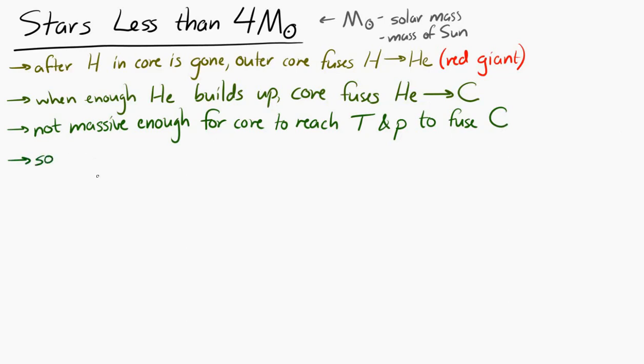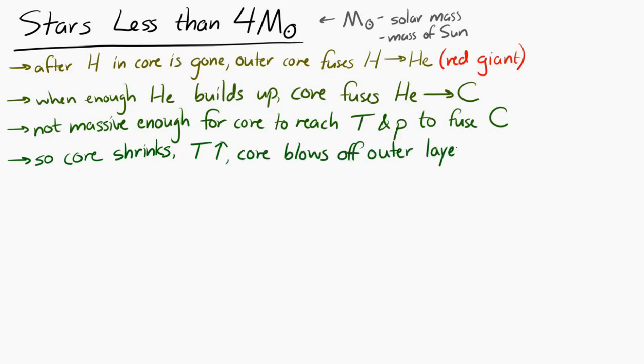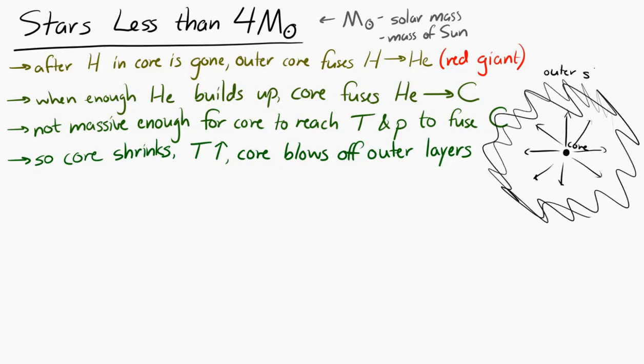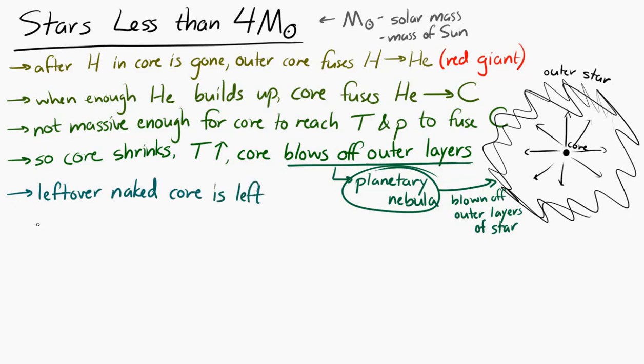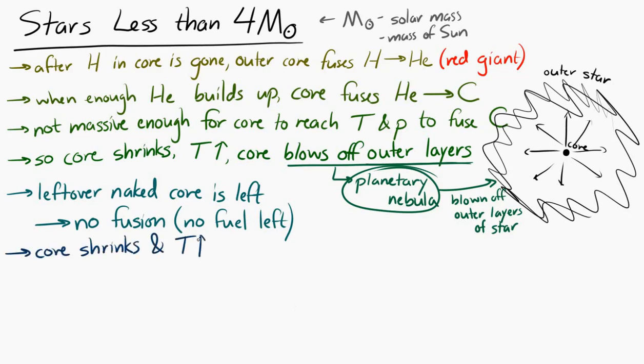Instead, what happens is the core of carbon shrinks and heats up, and it blows off the outer layers of the star. The outer layers physically leave the star, and once they're blown off, they turn into what's called a planetary nebula. Now, planetary nebulas don't have anything to do with planets. They're just called that. And then we get a leftover naked core of the star. Now, this core is no longer doing any fusion in it. It's not massive enough, and it doesn't have enough hydrogen or helium to fuel. It's just carbon, really.